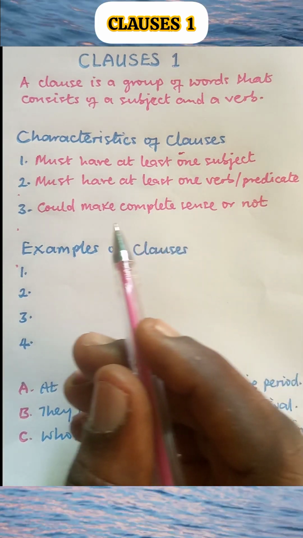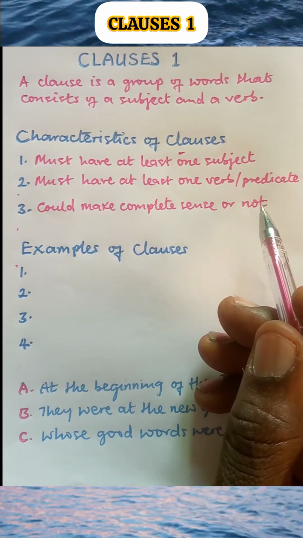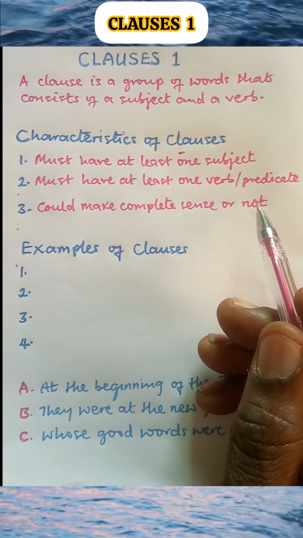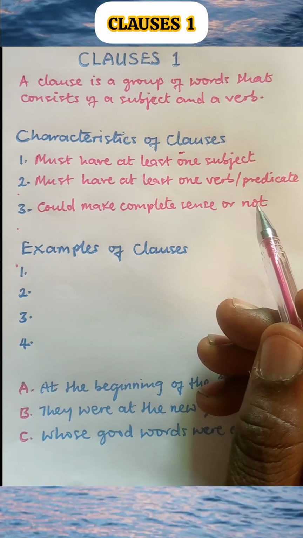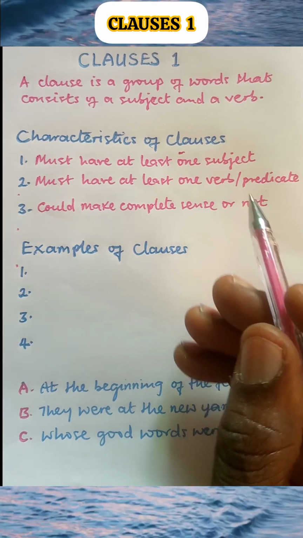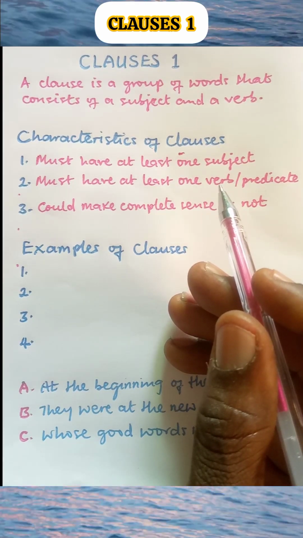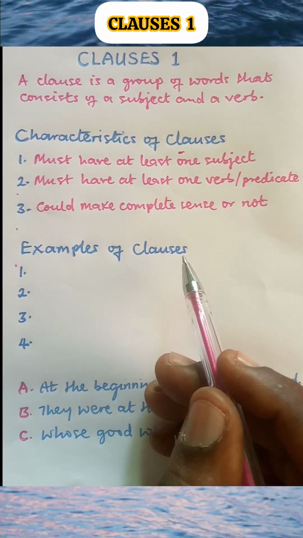Point number 3. A clause could make complete sense or not, which means a clause could make sense or might not make sense. So, whether it makes sense or not is not what makes a group of words a clause. Rather, when a group of words contains a subject and a verb, then it is called a clause. Now let us look at examples of clauses.